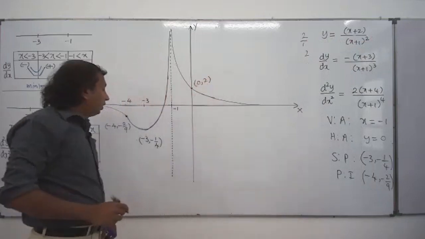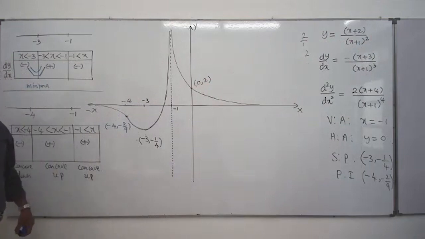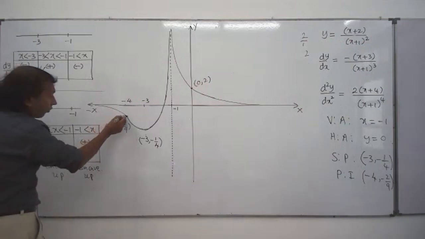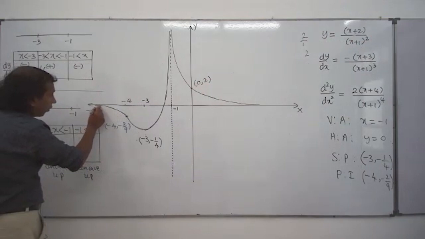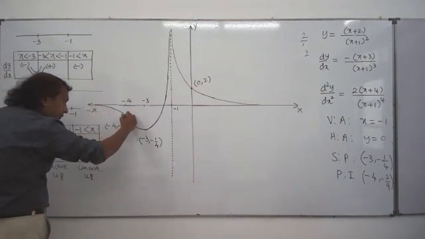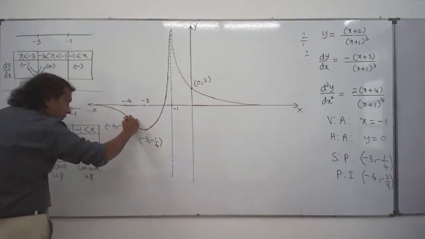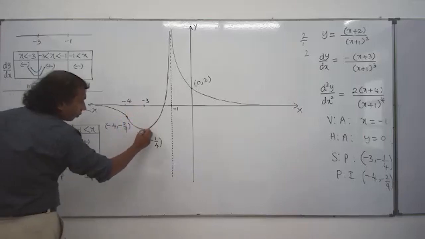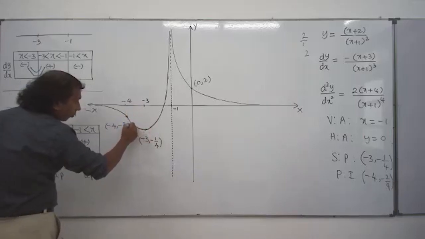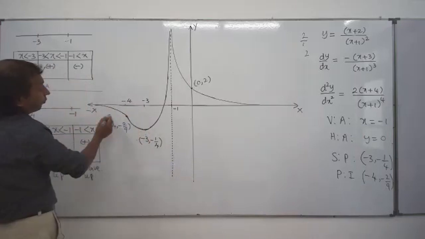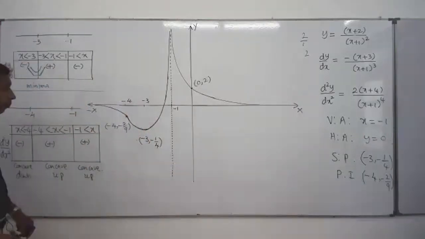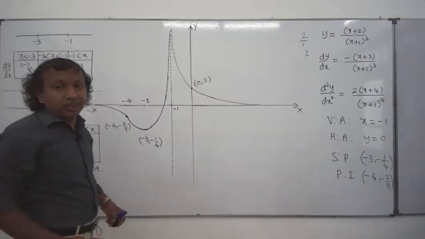People, this is the complete graph of the given function. This is how we draw the graph, right? This is how we draw the graph. Right, no? Okay. Right, people, this is the end of this theory of the curve sketching.